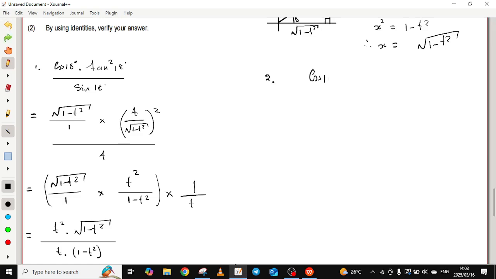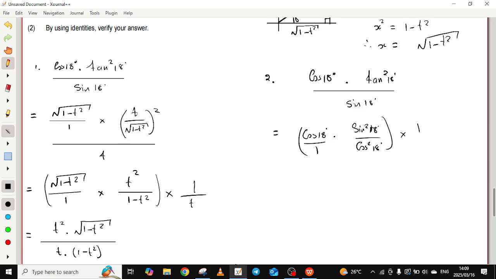Oops, sorry, it's the cos of 18 degrees times tan squared of 18 degrees divided by sine 18 degrees. So let's use identities. Well, firstly we can just see here there is tan, so that's our first identity we are gunning for. So this means now we are going to have sine squared 18, because remember tan theta is the same as sine theta over cos theta, no? Over cos squared 18 degrees, this is over 1, no? And this is all going to be times 1 over sine 18. Hopefully so far so good.